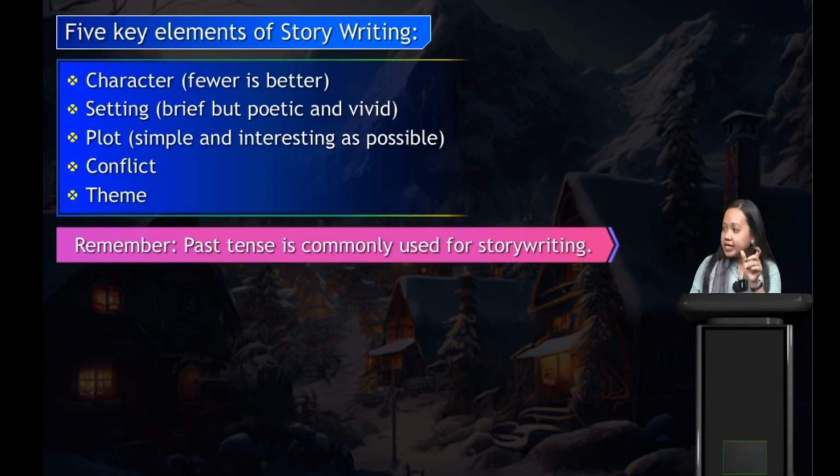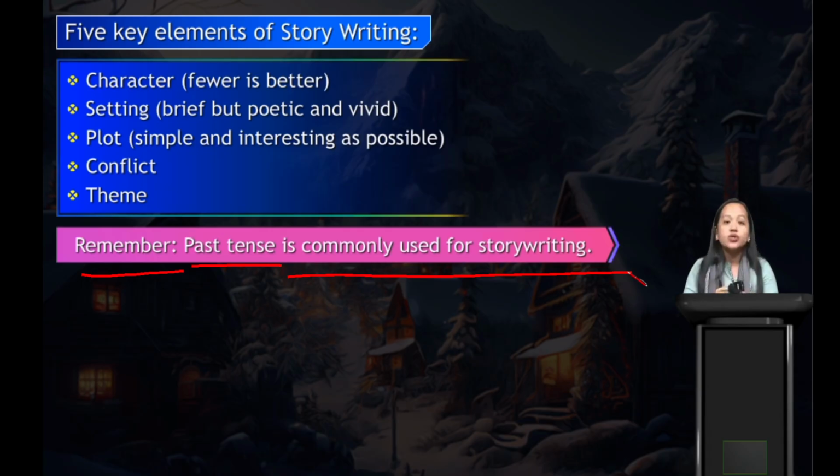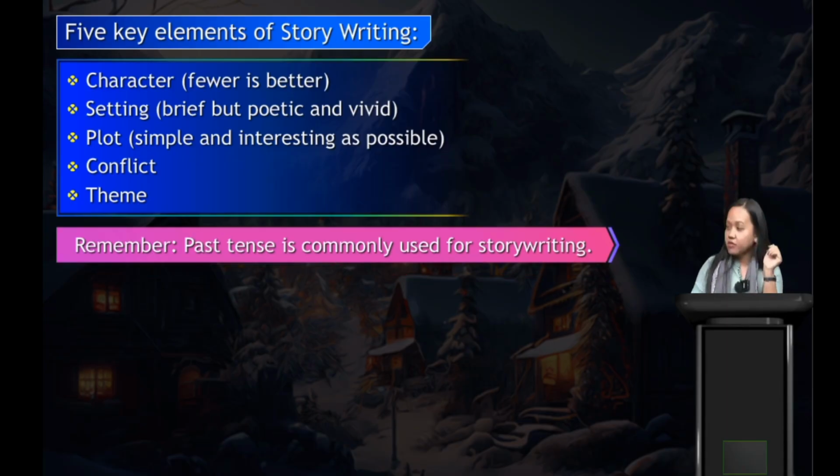So now there is something you have to remember. Remember what it says: past tense is commonly used for... So in the story you saw that all the events that happened are written in past tense, which means the action has been completed. We have already discussed past tense in our tense class. Right, my dear students? Past tense means the action which has completed. So we have to write the story in past tense. Okay?